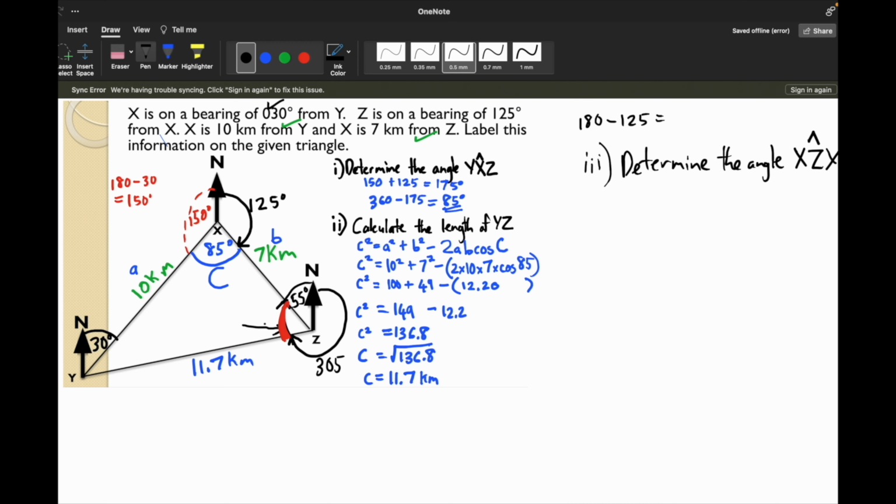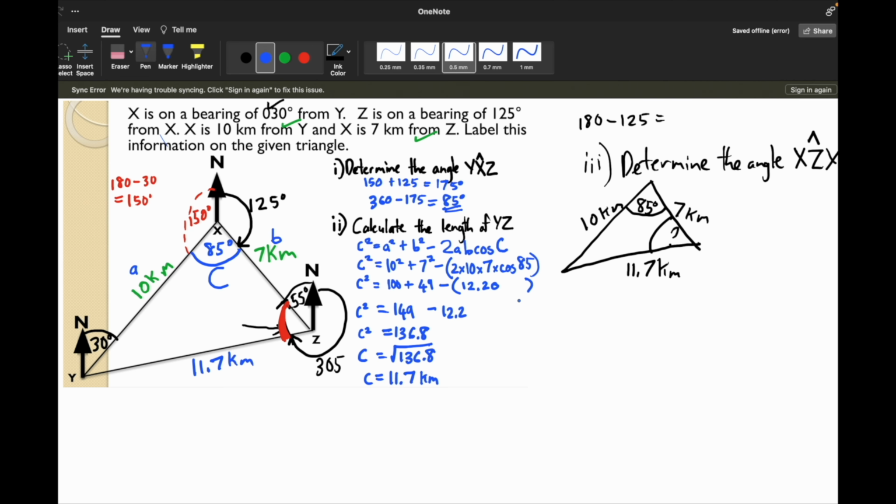So I need to figure out what this angle here is. Now, since I can't use bearings to help me with that, I'll sketch it out so you could see what information we have so far. Let's see who's been practicing. Alright, so we know in here is 85. We know here is 10. We know here is 7. We want to figure out what here is. We don't know what here is, but we know what here is. How can we calculate this angle here? Hint, hint. Last class.